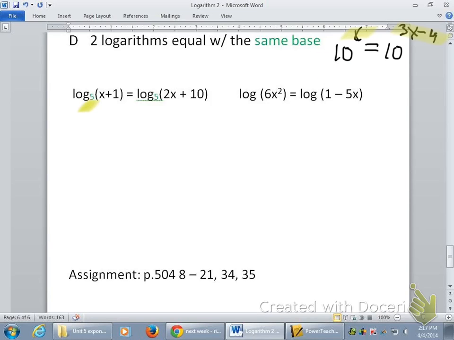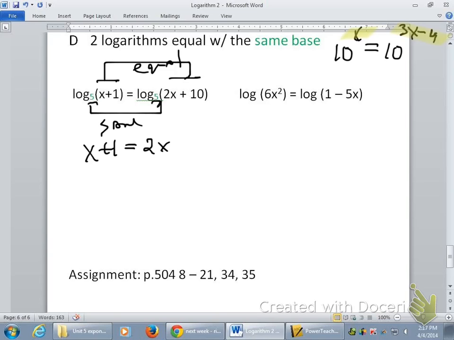So if these are the same, then these are equal. That's pretty straightforward. Once I know that I have the same base on my logarithms, I can just write the equation x plus 1 equals 2x plus 10. Pretty simple, right? And then you can just solve this simple equation. If I subtract x and I subtract the 10, that's going to be -9 equals x. You can double check that work.